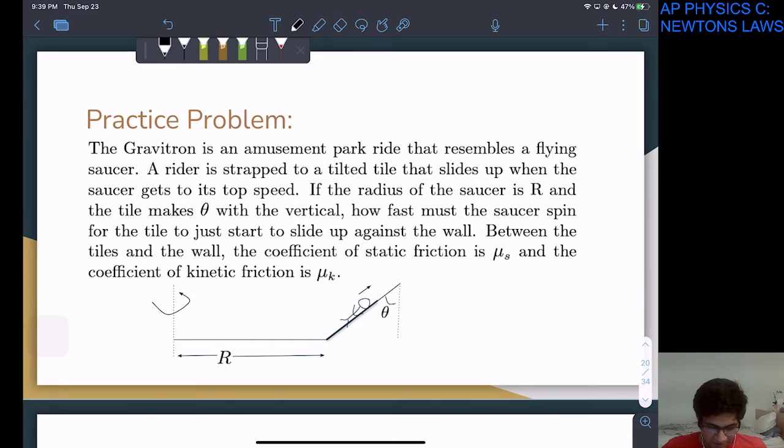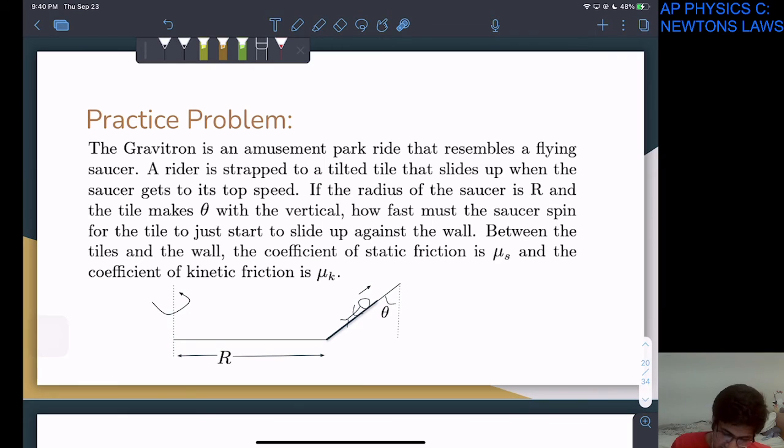All right, practice problem. I made this diagram, so I hope it's nice. It took a while. The Gravitron is an amusement park ride that resembles a flying saucer. A rider is strapped to a tilted tile that slides up and down when the saucer gets to its top speed. So basically, you're sitting on this little tile, and as you go faster and faster, the tile starts to move up a little bit. If you slow down, it'll fall back down. It's not stuck to the ride exactly.